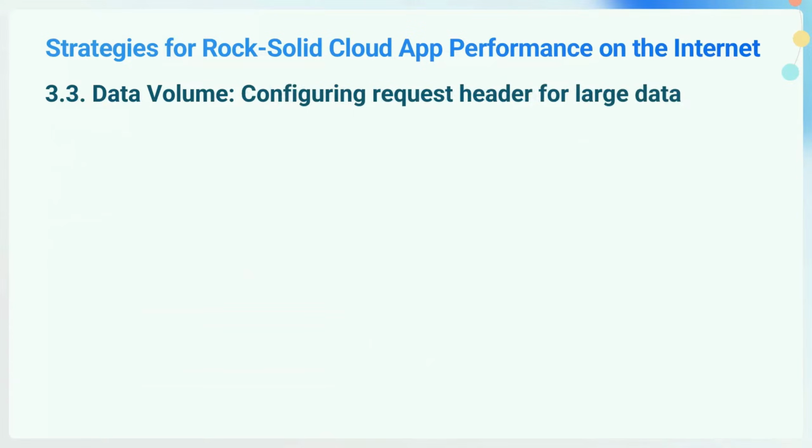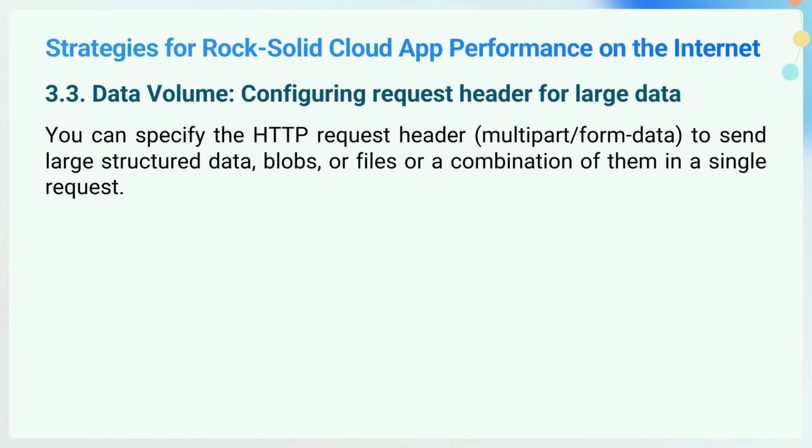The last strategy I want to share with you is one you could use to send a large volume of data from the client to the web API. This technique allows you to set a new HTTP header called multipart/form-data, which you can use to send large structured data, blobs, files, or even a combination of them all in a single request.